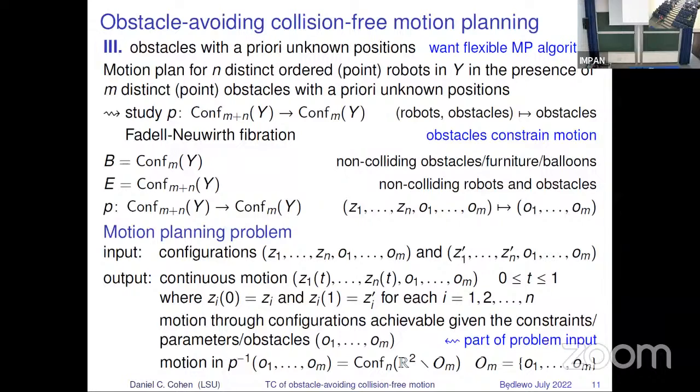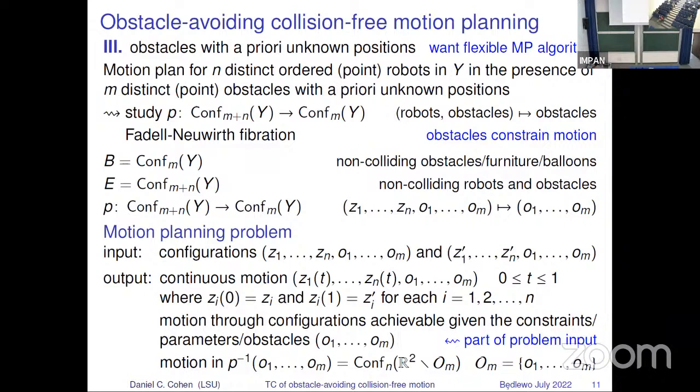So I'm going to try to formalize this a little bit. I'll call B the configuration space of obstacles or balloons or cable legs, whatever it is. E will be the configuration space of all robots together with all obstacles. And this projection map that I just mentioned is a bundle or a fibration: robots together with obstacles, just forget the robots.